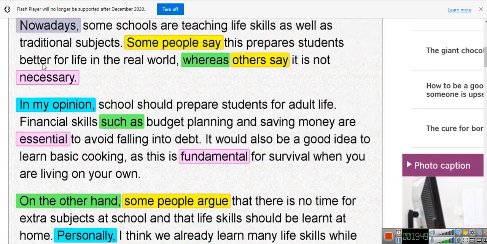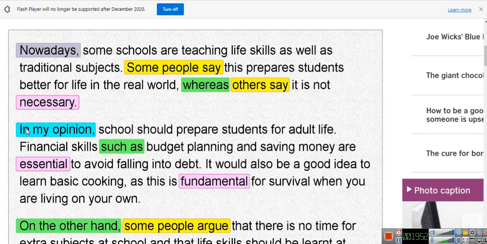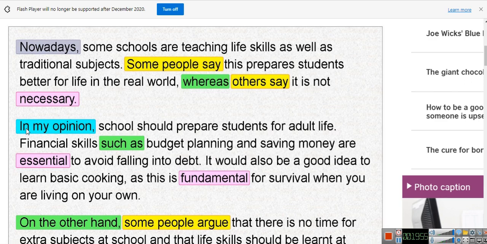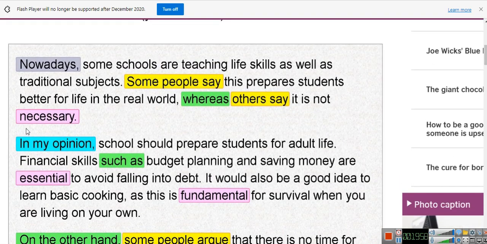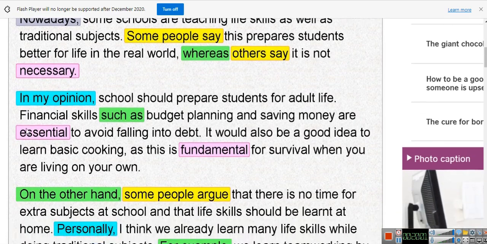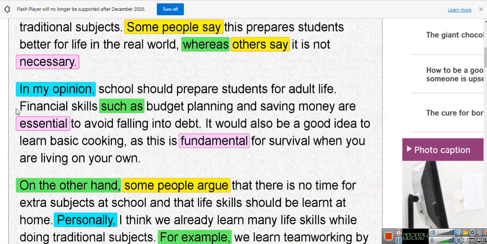Now, our second paragraph is not an introduction. Now we're going to talk about the real subject. In this case, this writer is talking about his opinion. So he starts like this: In my opinion, school should prepare students for adult life. Financial skills such as budget planning and saving money are essential to avoid falling into debt. Here's our second sentence. It will also be a good idea to learn basic cooking, as this is fundamental for survival when you are living on your own.